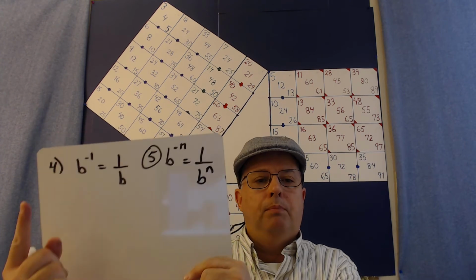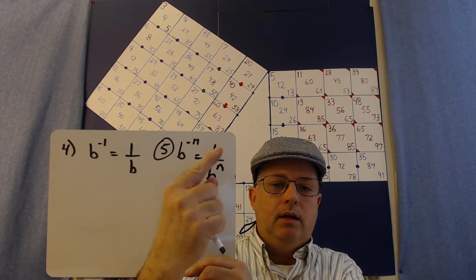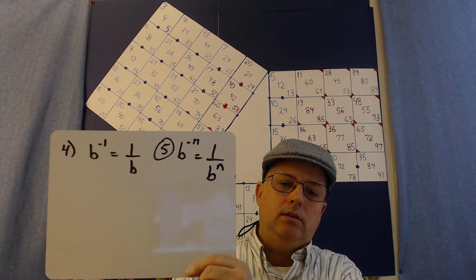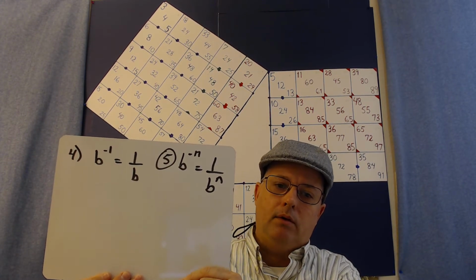And then we can also say here that b to the negative n is 1 over b to the n. So b to the negative 1 is 1 over b, and b to the negative n is 1 over b to the n. Just some simplifications of the concepts we've been talking about.